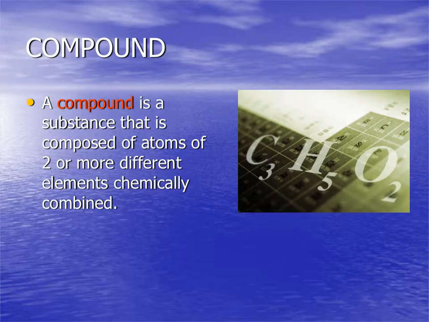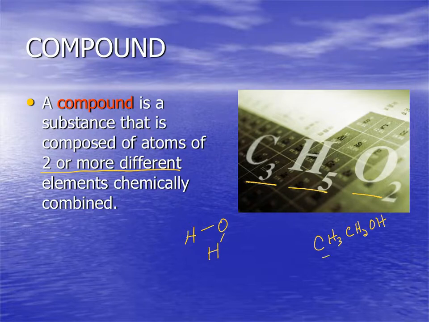Compound. A compound is a substance that is composed of atoms of two or more different elements chemically combined. So here's an example. Three carbons, five hydrogens, and two oxygens. So two or more different elements chemically combined. And another example is H2O. Water is also a compound. Ethanol. And so ethanol actually has this many atoms and this many different elements.